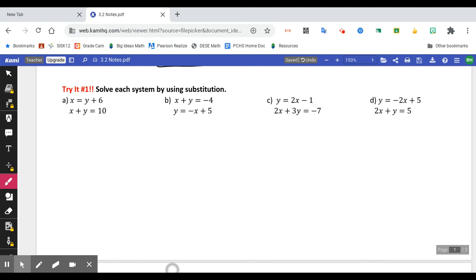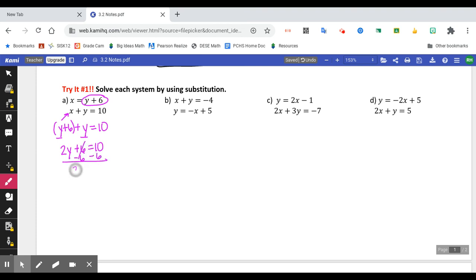Okay, so top one has x equals. We're going to circle it. I'm going to plug it in here for x. So I have y plus 6 plus y equals 10. I took out the x and put the value in there. You can put it in parentheses, but it really doesn't mean anything. So combine like terms gives me 2y plus 6 equals 10.